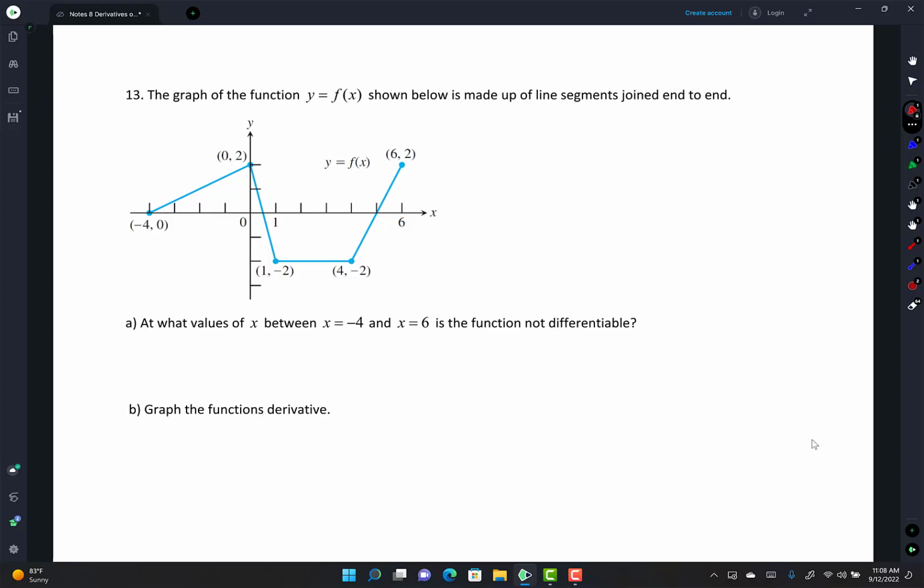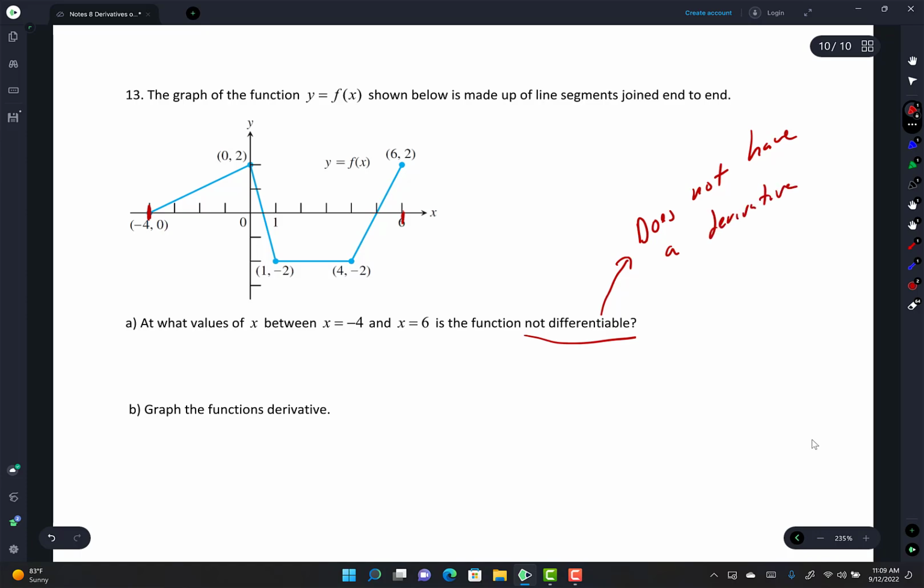So we're kind of going into values that are not differentiable. We will tell you why right now in a little bit. You know what? I think you guys can figure it out on your own. Maybe. We'll see. Okay. Red? No, don't worry. I know we've done a lot, guys, but we're almost done. The graph of the function y equals f of x shown below is made up of line segments joined end to end. At what values of x between negative 4 and 6 is the function not differentiable? So what does that mean? Not differentiable means does not have a derivative.